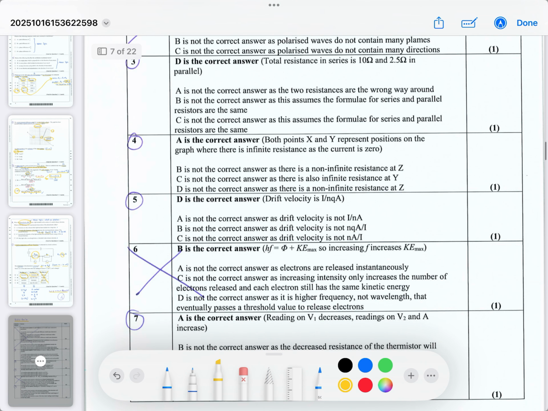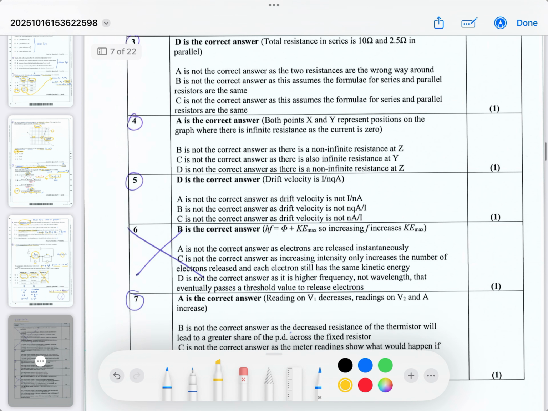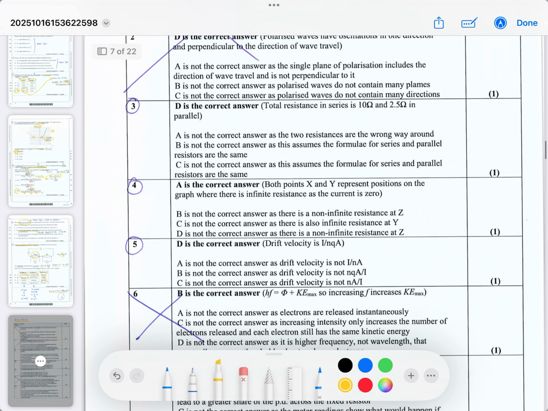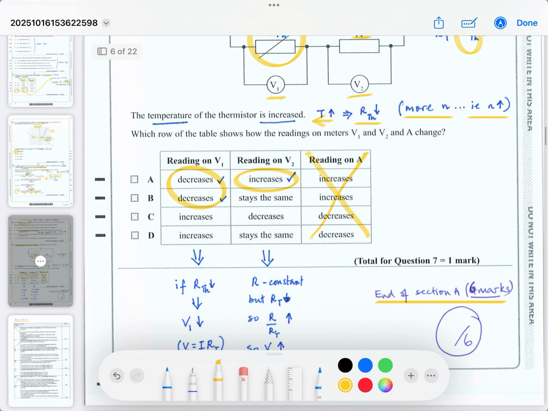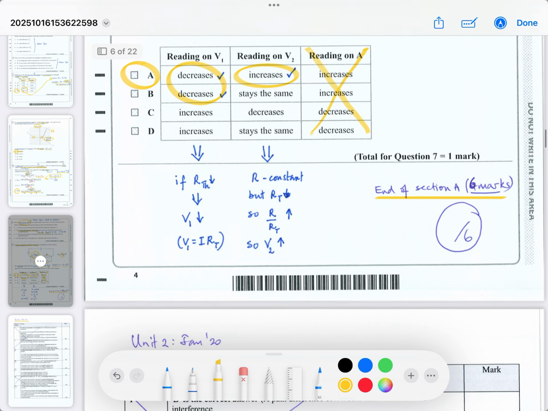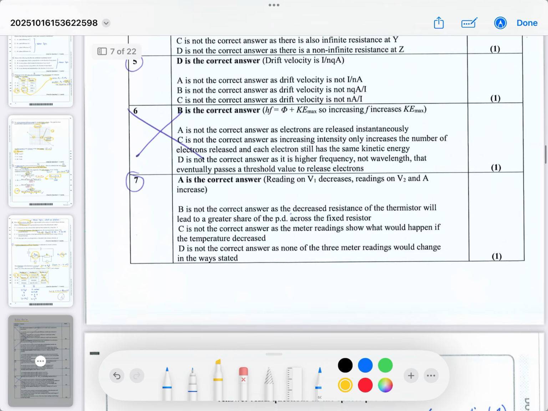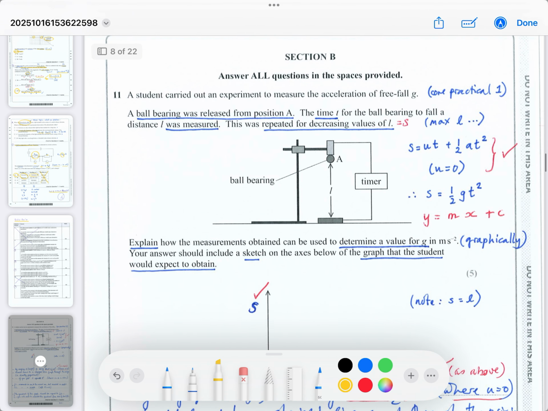Here's the mark scheme for this section. So we went through question 3, 4, 5 already. And there's question 7. Let's make sure I got it right. 7 is A. There we go. Decreases, increases. I just didn't circle it. Okay. So your total out of 6. The linear has 8 multiple choice questions. And modular papers have 10 multiple choice questions.